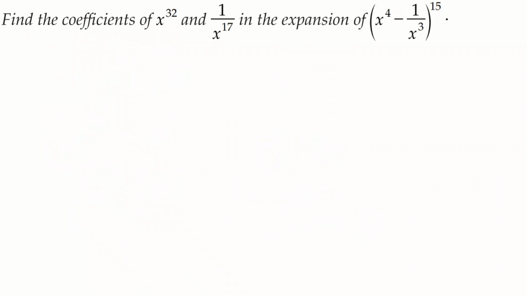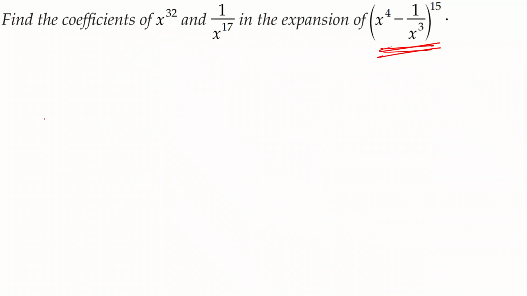Let's take another question. Find the coefficients of x to the power of 32 and 1 by x to the power of 17 in the expansion of this. Okay, so this is something else. We have to find out the coefficients of these two terms. So what will be the coefficient of x power 32? Whenever we expand this thing, we'll be getting somewhere x to the power of 32, and we'll be having some coefficient related to it. So we have to find out that coefficient.